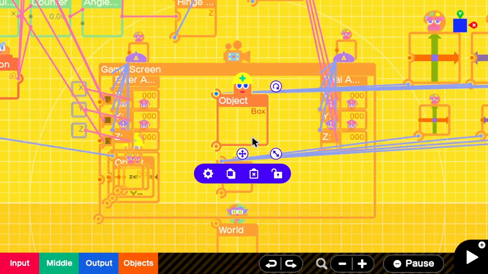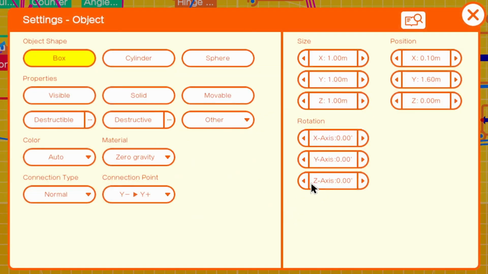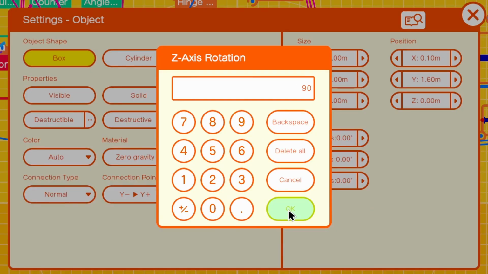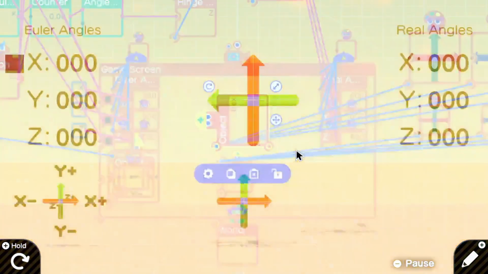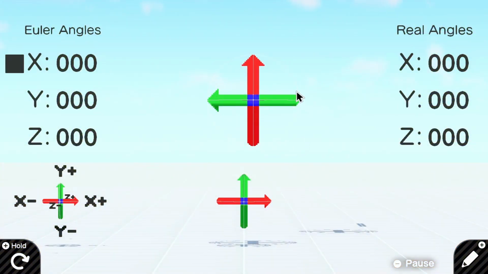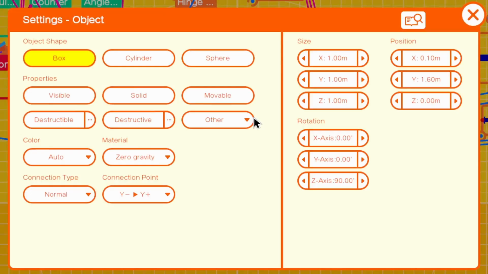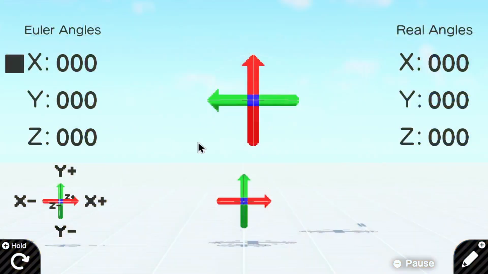Now, if we do something like setting the z-axis rotation to just 90 and 0 on everything else, you'll notice that the object will now be rotated this way. Now, what will happen if we try to connect it from y minus to y plus? Well, the game will see that the y minus face of the object is over here, and the y plus face of this object is over here.